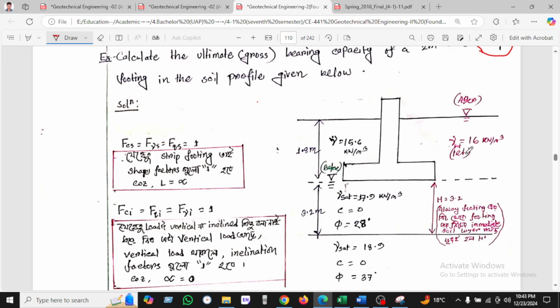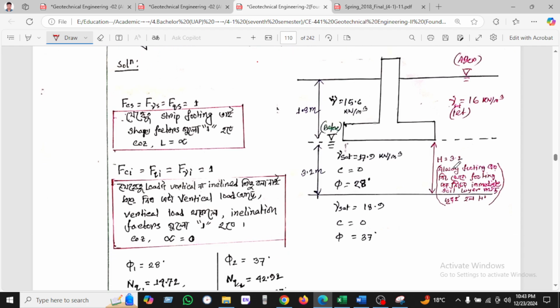You can see here the saturated unit weight 16 is given, and gamma 15.6, and depth of footing Df is 1.8, and gamma unsaturated is 16.9, and c equal to 0 and phi 28. And H is 3.2. H is always the depth from the bottom of the footing. Okay, so remember it.